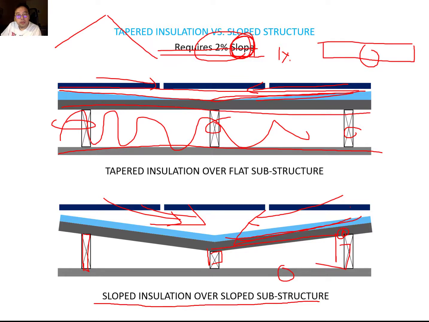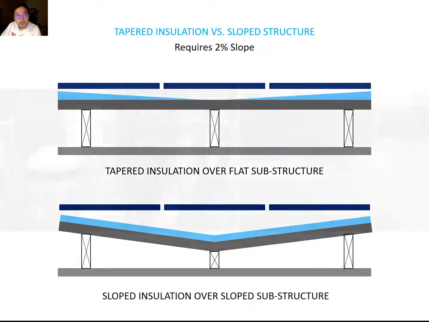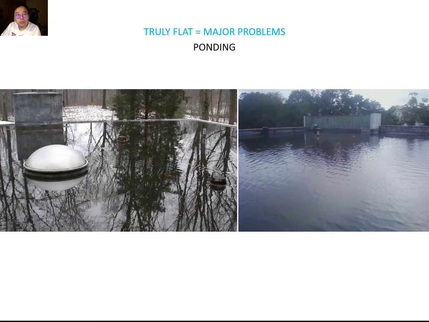What is the problem if you don't have any slope over your roof, and you totally make a flat roof? What is the problem over your flat roof? You can see this ponding issue. If your roof is truly flat, the major problem is ponding. It means water is unable to get out of your roof. So if you have lots of rain, the water keeps staying on your roof. So what is the problem?